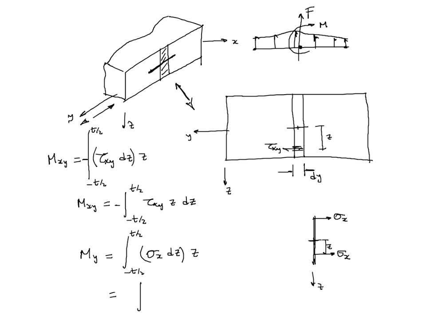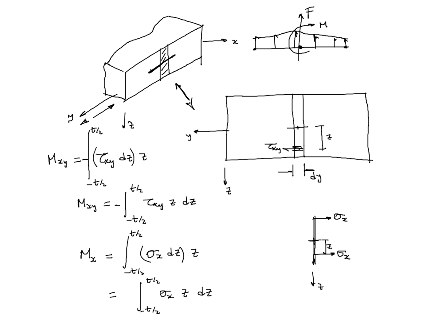This is a moment that's trying to bend the plate on a face normal to X. So although it is a moment around the Y axis, we are going to actually name it MX. And the reason for that is that this is the bending moment acting on a face which is perpendicular to x. So although it is a moment around y, we call it MX because it's a bending moment acting on a face normal to the x-axis, and this comes down to be integration from minus T over 2 to T over 2 of sigma x z dz.